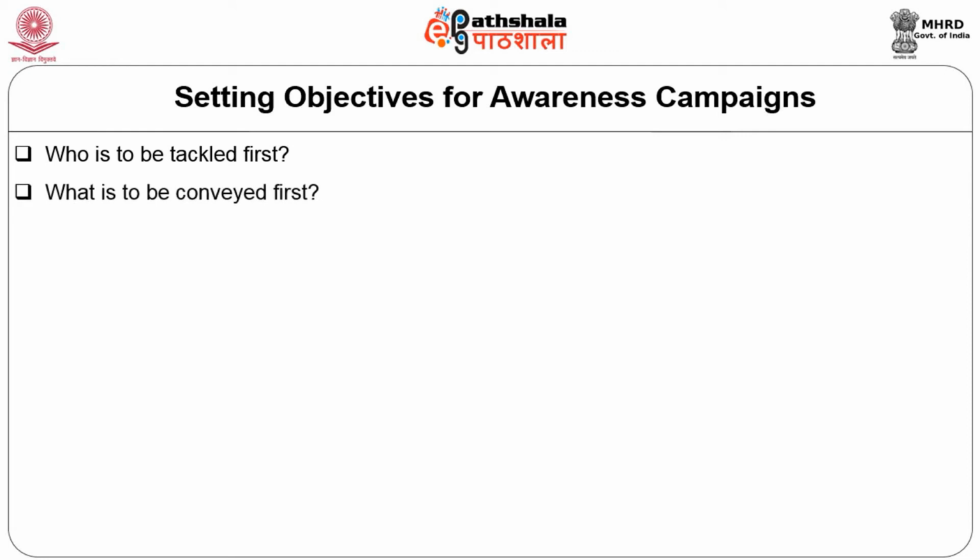Going back to the example of anemia, what is to be conveyed first? Should we talk to them about taking iron supplements? Should we talk to them about taking iron-rich foods? Should we talk to them about stopping iron absorption inhibitors like coffee and tea? Or should we talk to them about taking more of vitamin C foods so that they help in absorption of iron? That entirely depends on your basic understanding of the audience and the audience problems.